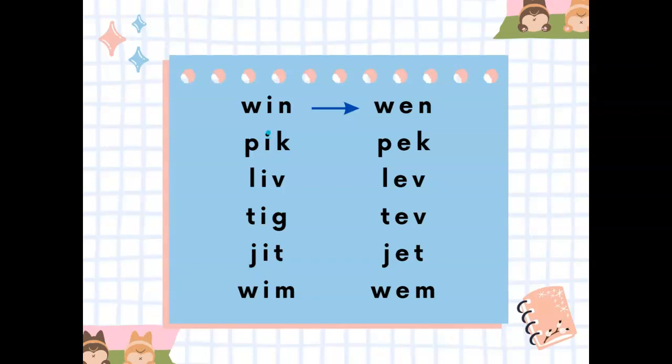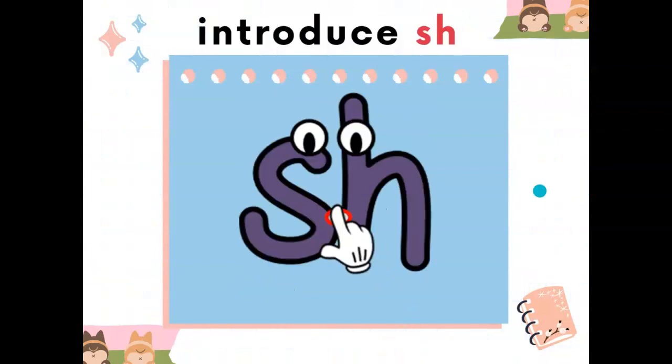What's this word? Win, this word. Pick, this word. Liv, this word. Tig, this word. Jit, this word. Whim. Okay, what's this word over here? Wen, this word. Peck, this guy. Lev, teg, jet, and whem. All right.